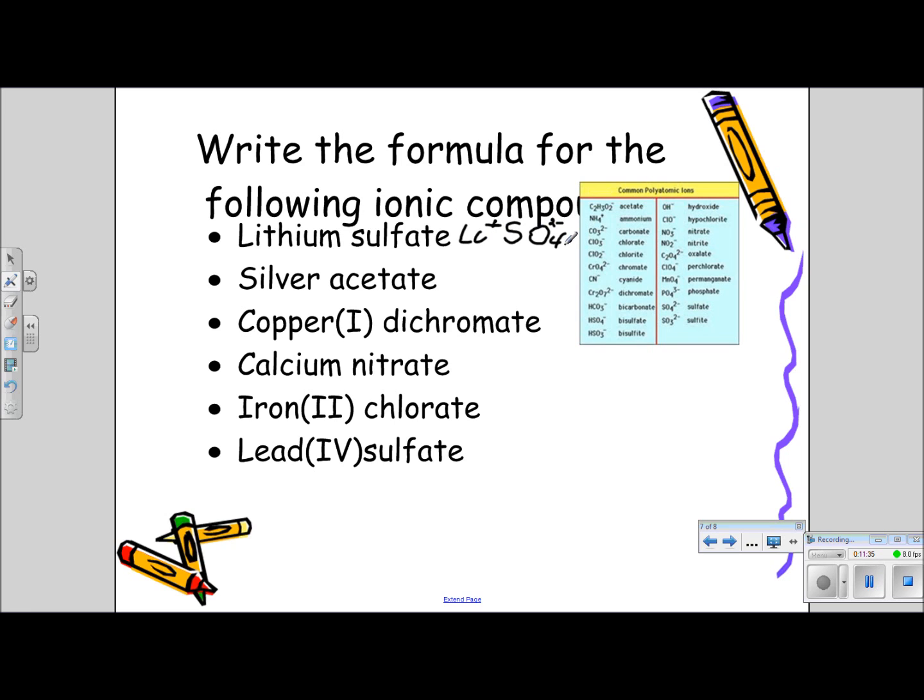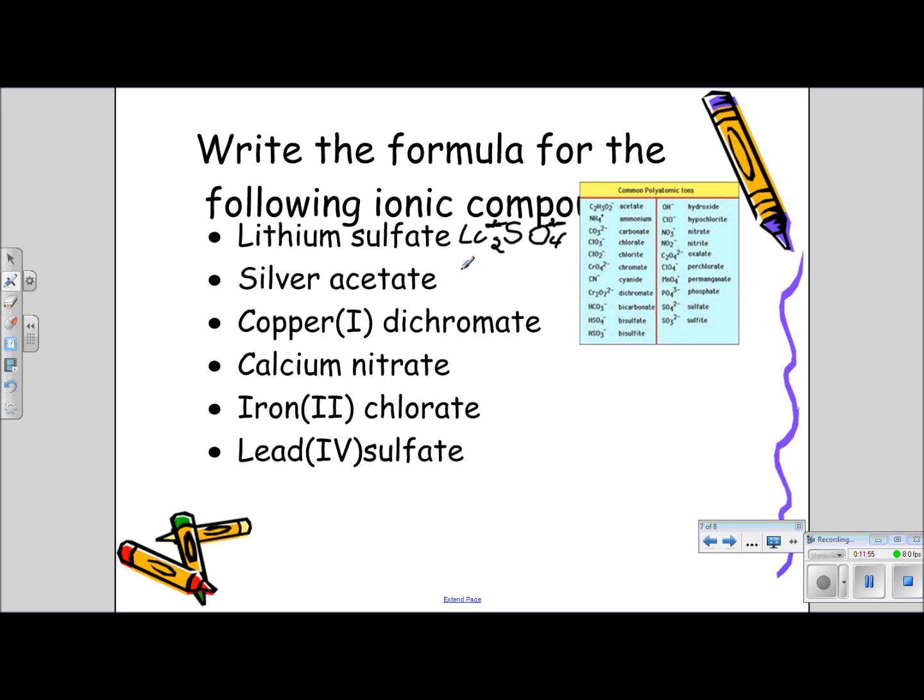We're going to crisscross the same way as we did before, and we will write Li2 SO4, and of course the charges go away. Final answer is Li2 SO4. I will do one more.